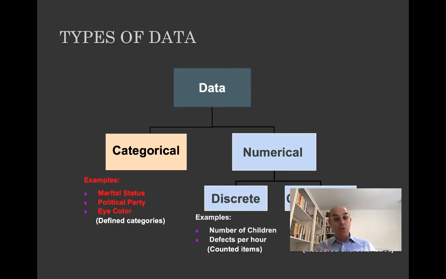An example of discrete is the number of children. We can count the number of children someone has as a way for us to measure how we're going to classify it and organize it. So this is something that we often use.